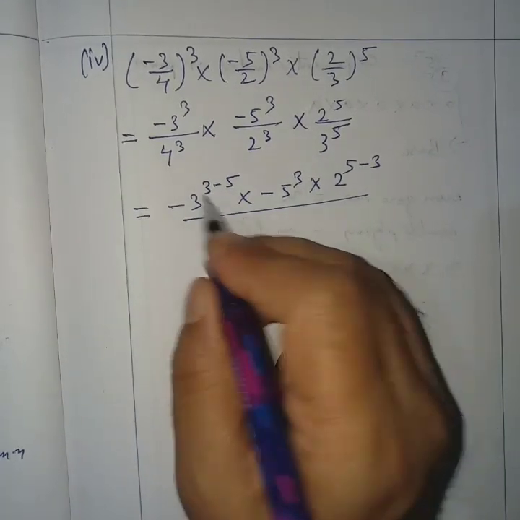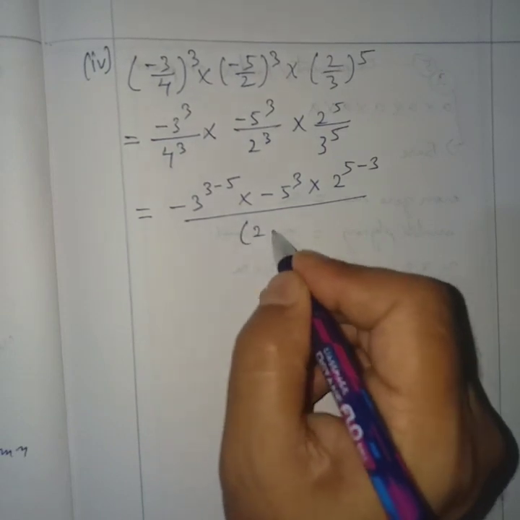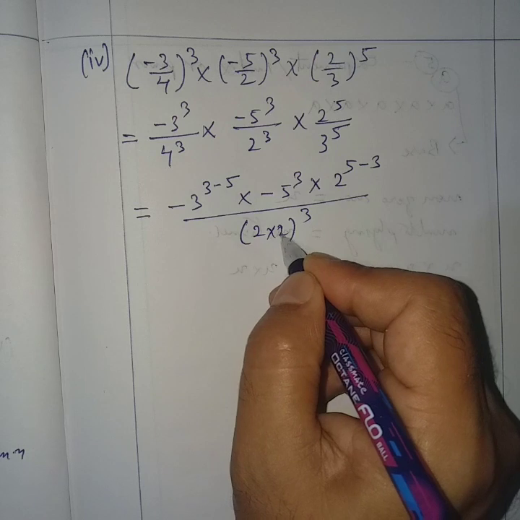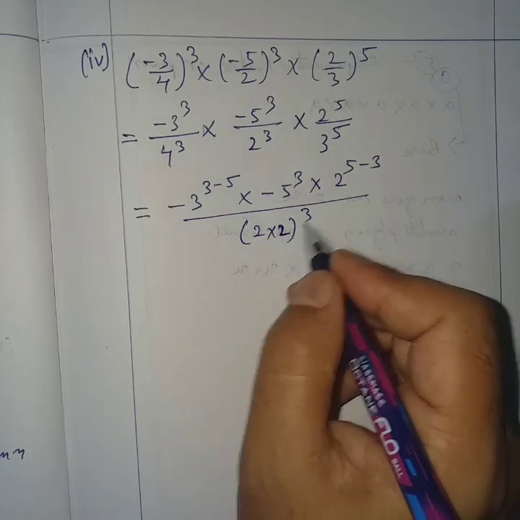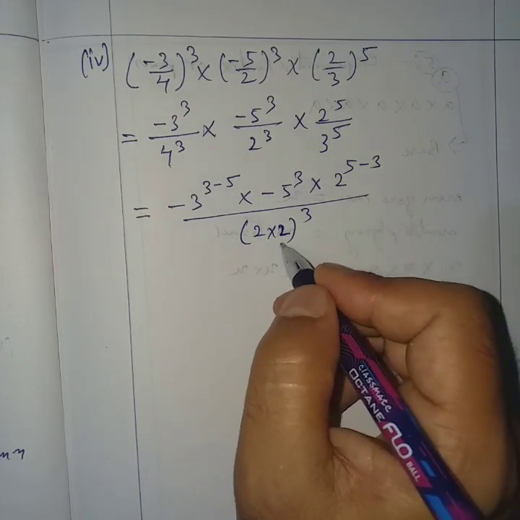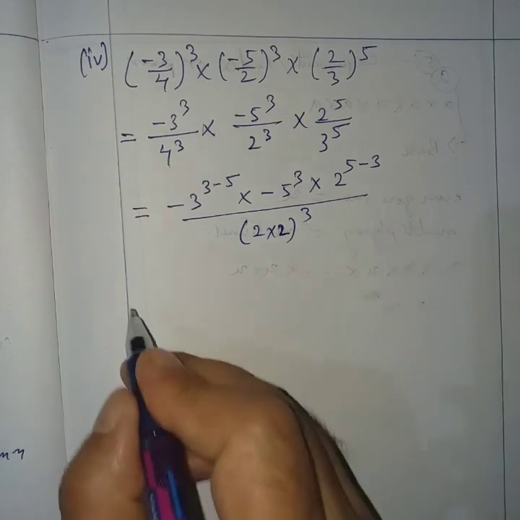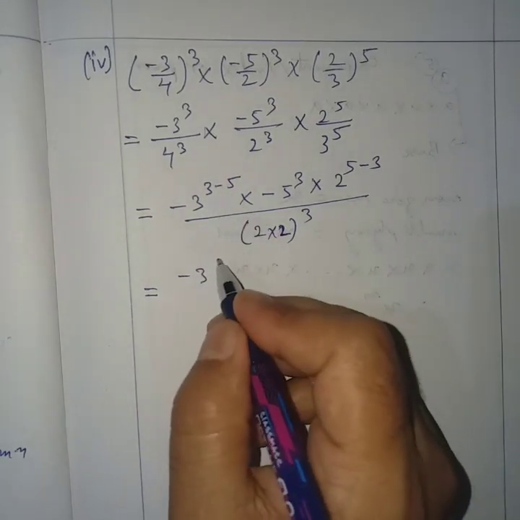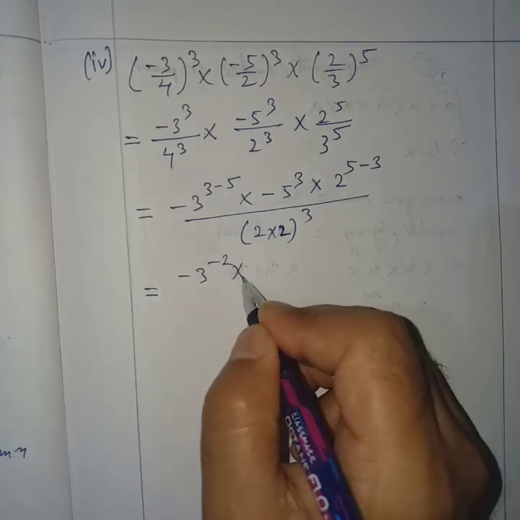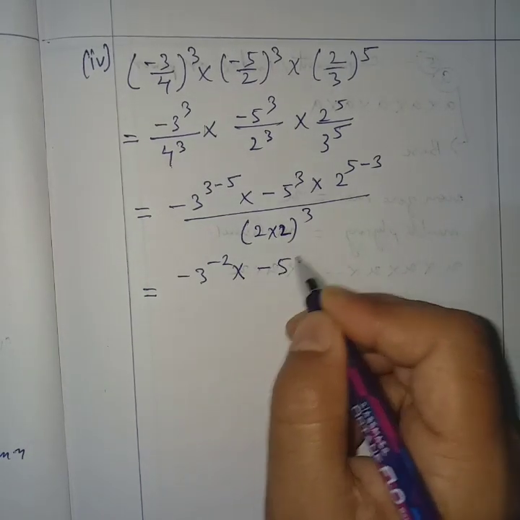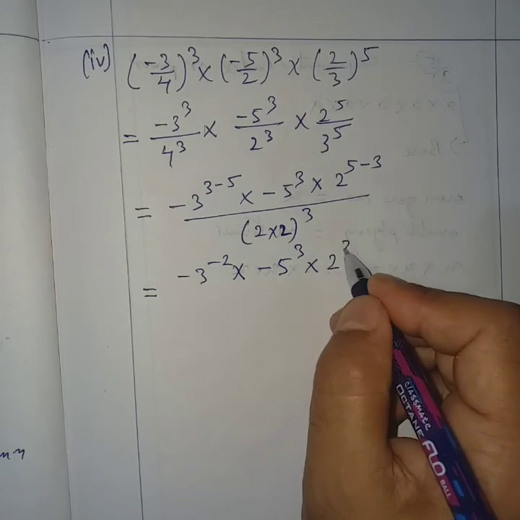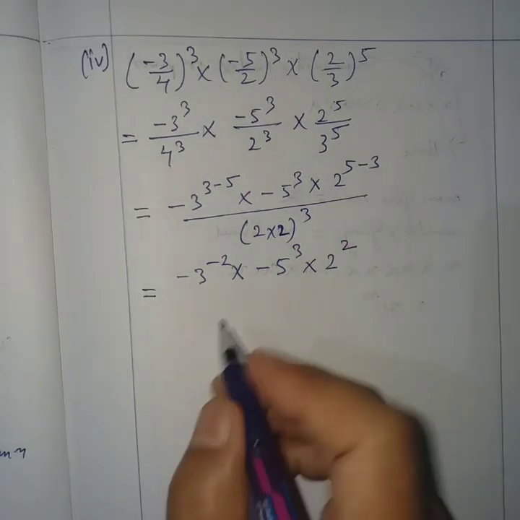Now this 2 we can write as 2, and 4 we can write as 2 into 2. Why are we doing like this? To make the bases same, so we can apply the laws. So 3 to the power 3 minus 5 is minus 2, into (-5)^3, into 2 to the power 2, since 5 minus 3 is 2.